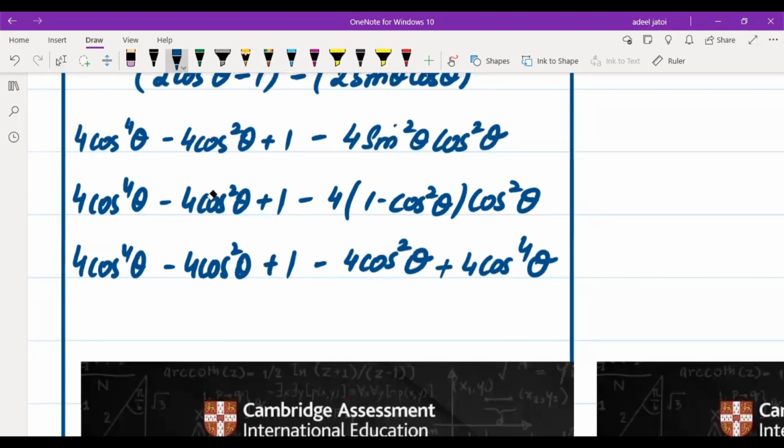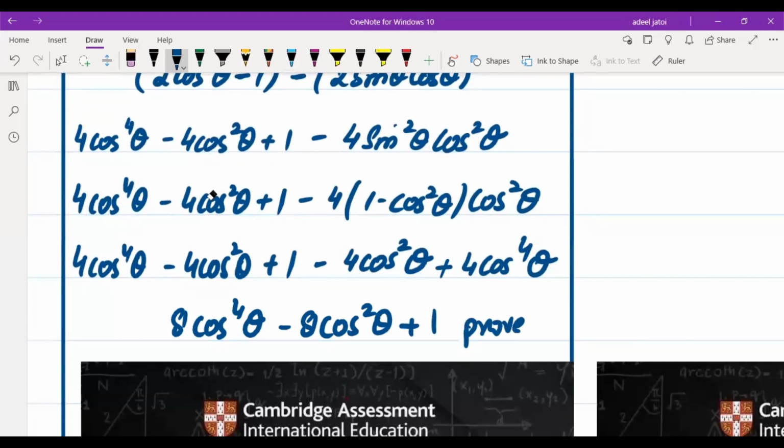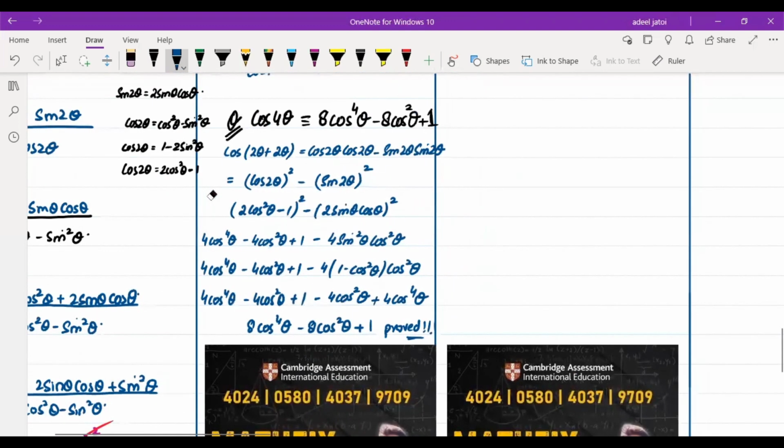Now 4 cos to the power 4 theta plus 4 cos to the power 4 theta is 8 cos to the power 4 theta, minus 8 cos square theta plus 1. So this is proved to what was required in the early question, that cos 4 theta can be written as 8 cos to the power 4 theta minus 8 cos square theta plus 1.